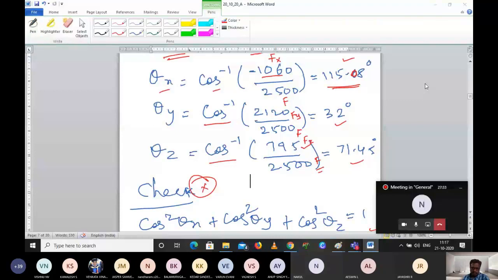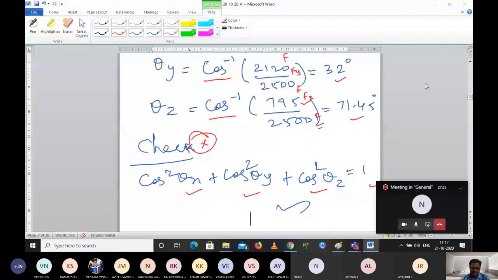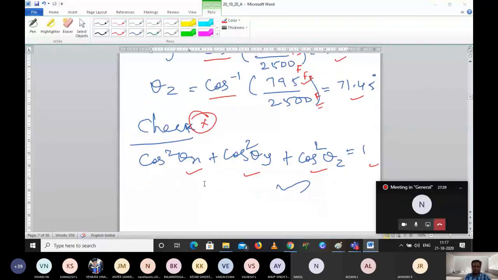And once you have calculated, please check this particular thing. We have come across this statement: cos square theta x plus cos square theta y plus cos square theta z is equal to 1. I think I got 1. So hope everyone will get 1. Is it okay? Yes, sir.